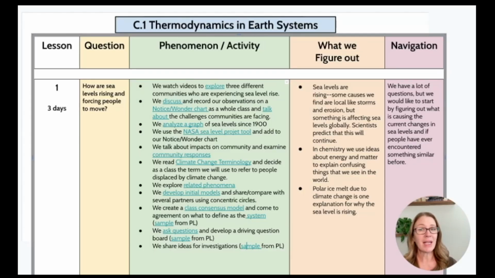Okay, so that is the anchoring phenomenon routine. Although we've gone through all four elements, we're going to develop a little bit more of this in lesson 2 about climate change. But really, we've gone through all the steps of the anchoring phenomenon routine, and we're ready to start investigating and figuring out why this is happening and what we can do.